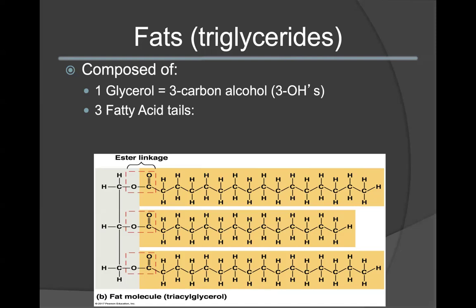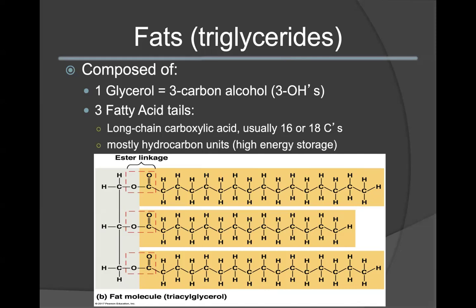A triglyceride is named a triglyceride because it has 3 fatty acid tails. These fatty acid tails consist of long chain hydrocarbons. You can see in the image below that there's many carbon and hydrogen bonds that are present in each tail. These long chain hydrocarbons are carboxylic acids. That means that they will have a carboxylic group at the end of them. These provide a lot of energy that the cell can break down to fuel other processes.